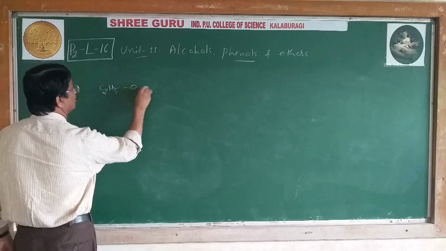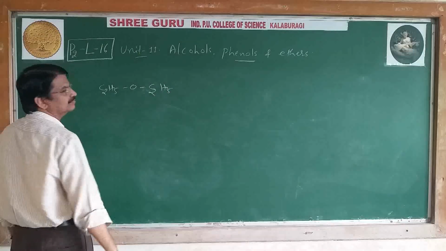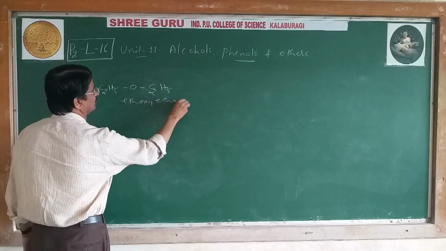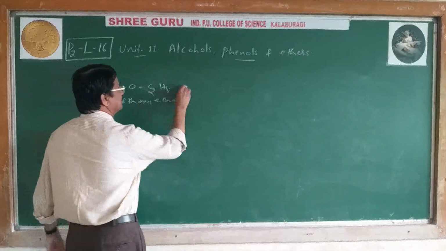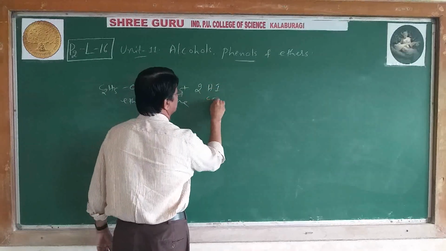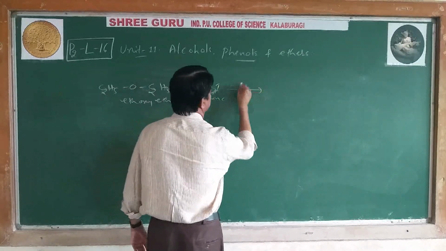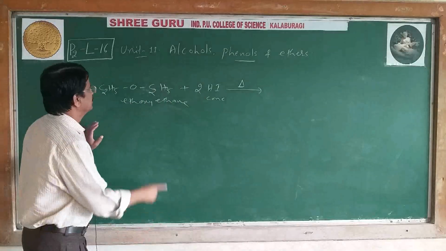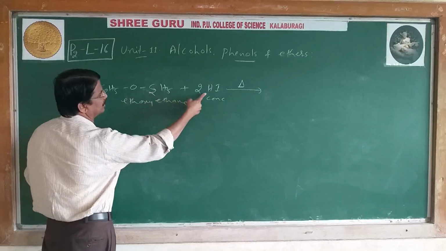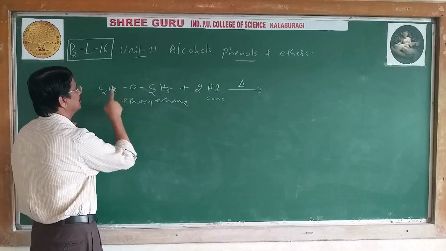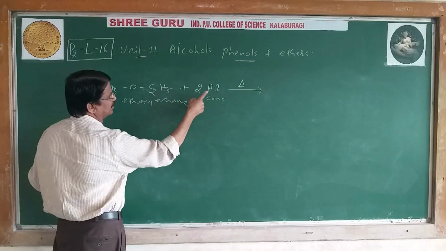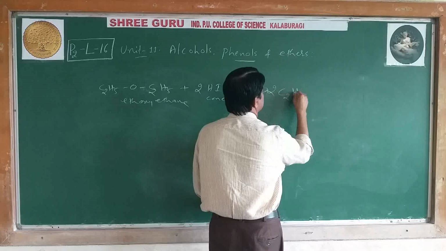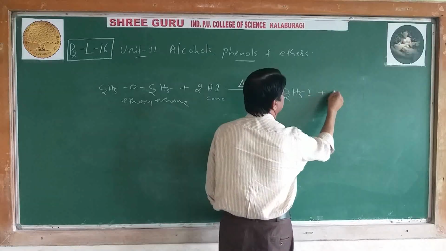C2H5-O-C2H5, ethoxyethane or diethyl ether, reacts with 2 moles of concentrated HI on heating, meaning excess of HI. Next, C2H5 and H react to form C2H5I, and H and O give H2O. Therefore, 2 moles of C2H5I plus H2O.